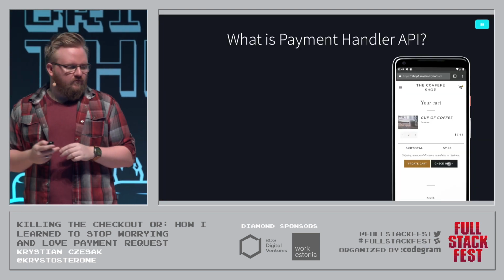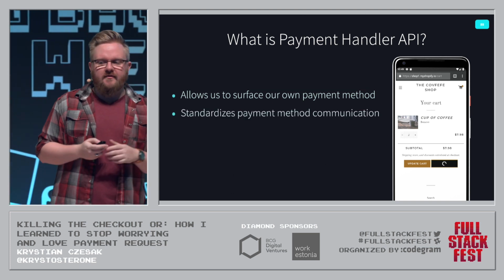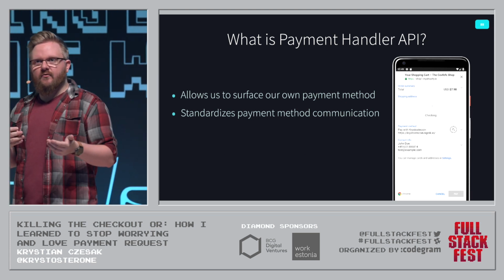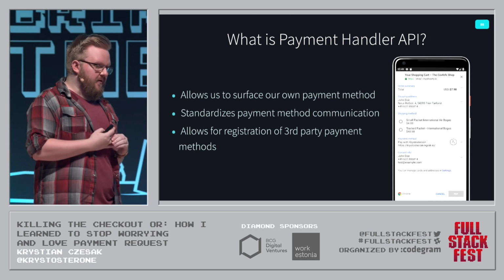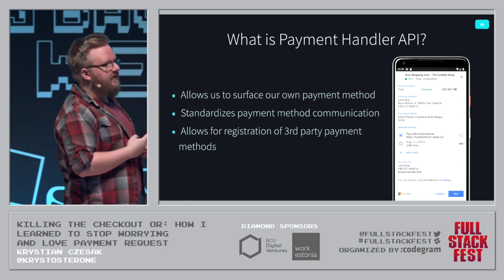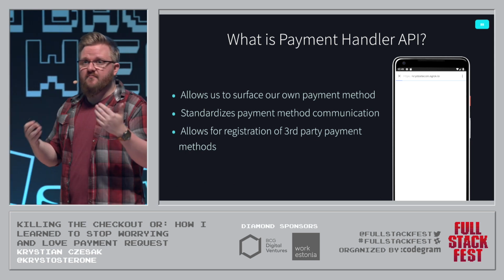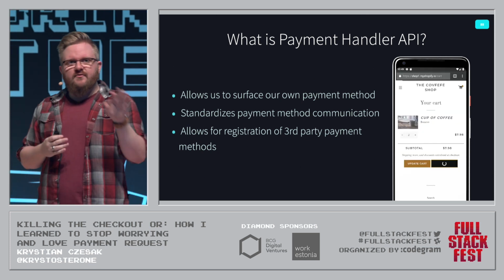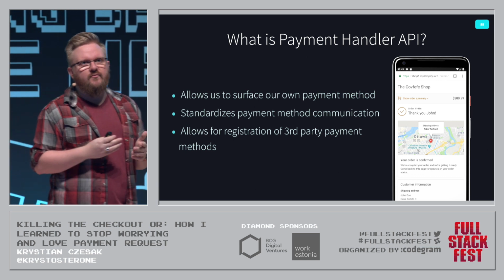So as a summary, what is Payment Handler API? Well, it allows us to surface our very own payment method. It standardizes the payment method communication between PaymentRequest and your payment method. And it allows for registration of third-party payment methods. And one of the advantages of Payment Handler API is that it's just JavaScript. So if you're actually processing a payment, like again, PayPal, Amazon, or any kind of payment processor right now, you can just sprinkle some lightweight JavaScript, create a payment web app, and start accepting payments through PaymentRequest fairly fast.